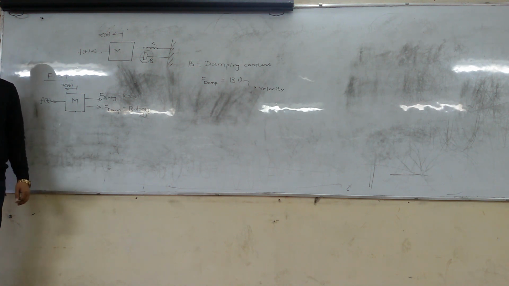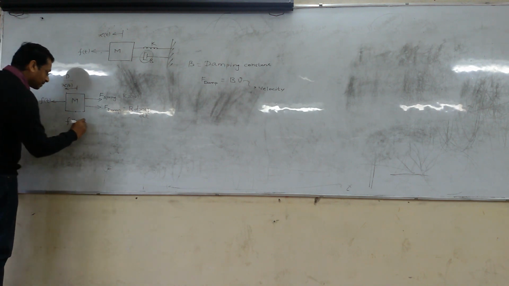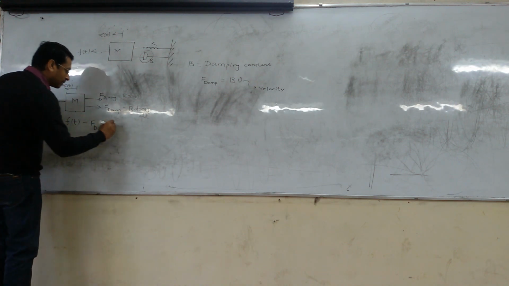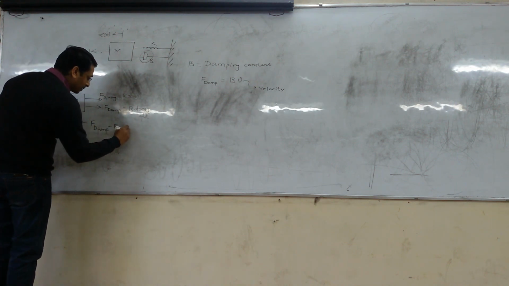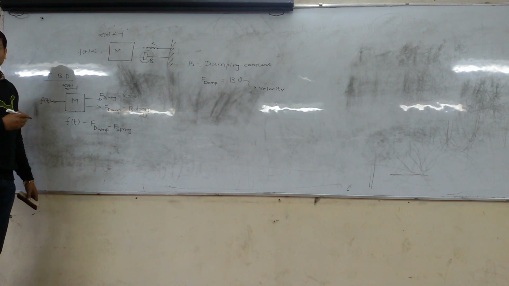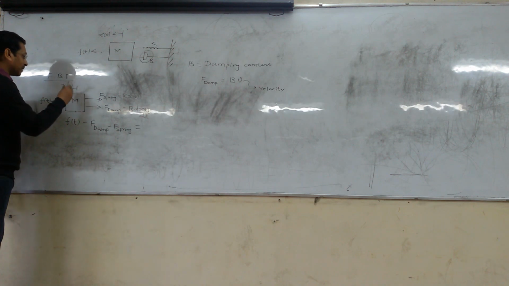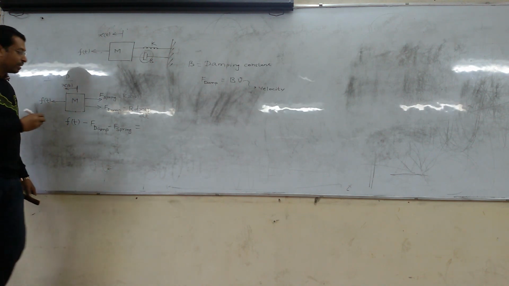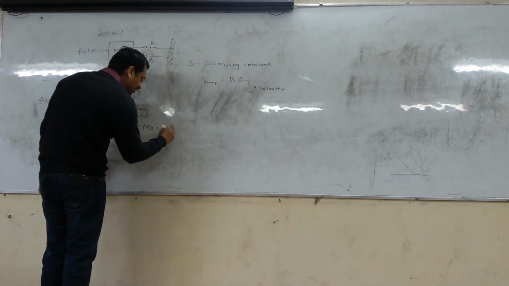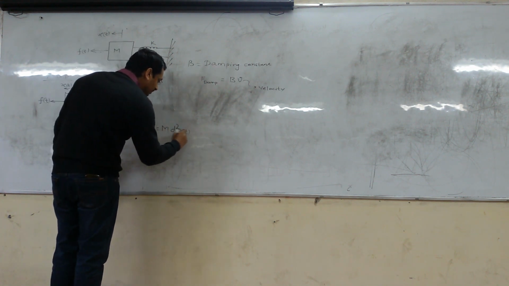Write the force equation. Very simple. f(t) minus F damp minus F spring will be the net force acting on the mass, and the net force acting on the mass will be equal to mass into acceleration, not zero, because there is a change in position x(t). Okay, so mass into acceleration. I am going to say that this acceleration is the double differentiation of your position x(t). Correct?